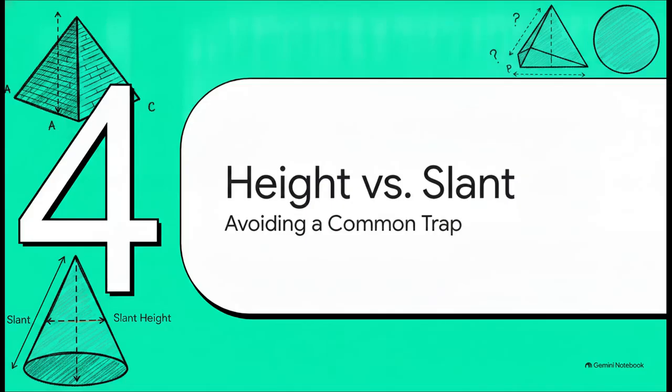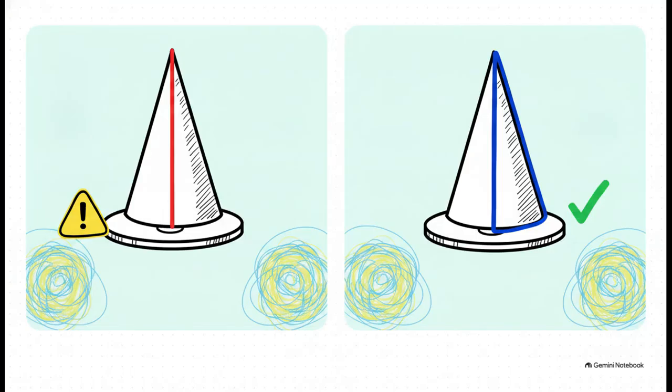Moving to section 4, misconception, height versus slant, avoiding a common trap. I literally cannot stress this enough. Altitude, which we call height, h, and slant height, L, are completely different measurements. The altitude drops vertically straight down from the top vertex to the center of the base. Think of it like a plumb line hanging in the dead middle of the shape. Slant height measures the actual physical slope on the outside.